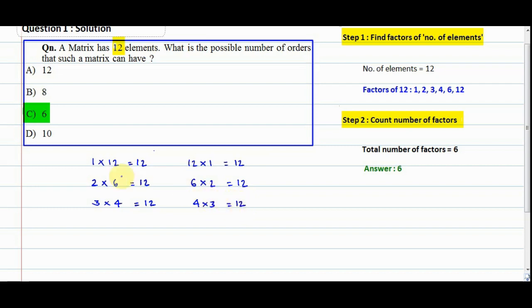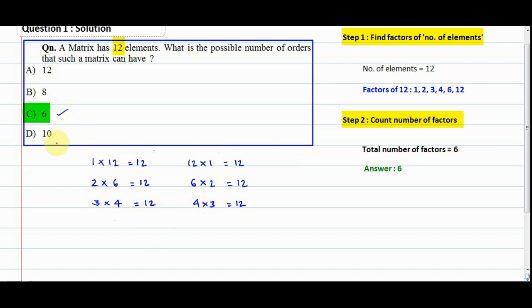So, you can see that the dimensions, meaning the number of rows and number of columns, will be nothing but these numbers, that is, factors of number 12. So here you can see that we have a total of 6 possible orders: 1 by 12, 2 by 6, 3 by 4, 12 by 1, 6 by 2 and 4 by 3. So therefore here the right answer is option C, 6.